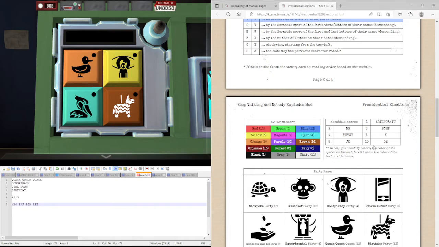So we have NHO, which is 1, 4, 1, which is 6. We have EANF, which is 1, 1, and 4, which is 6 as well. We have EGA, which is 1, 2, and 1, which is 4. And LEB, which is 1, 1, and 3, which is 5.